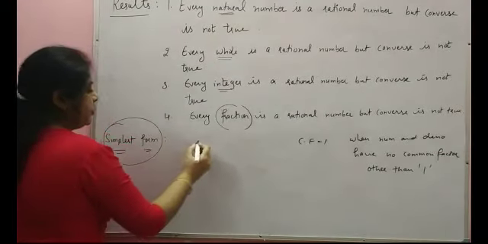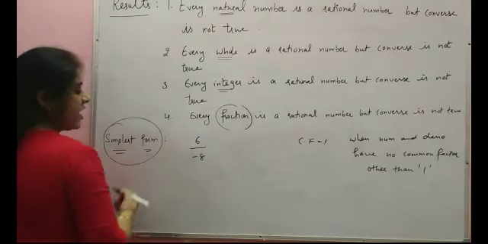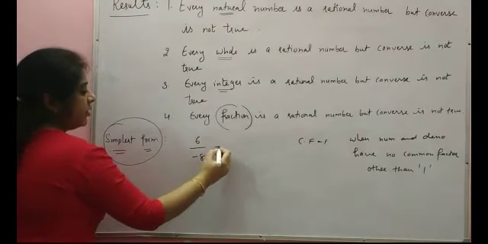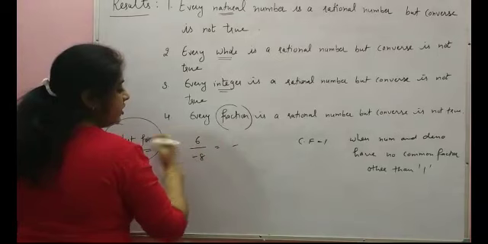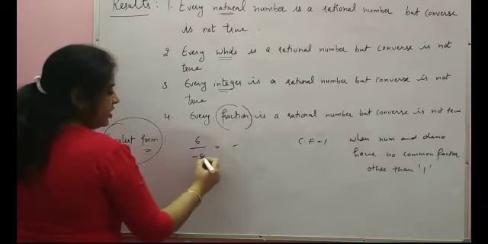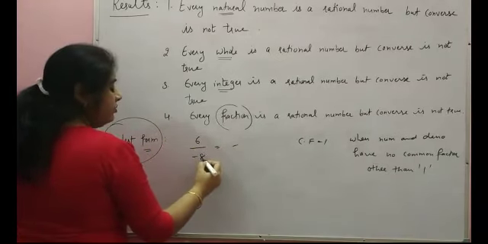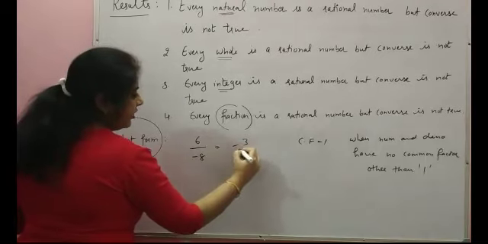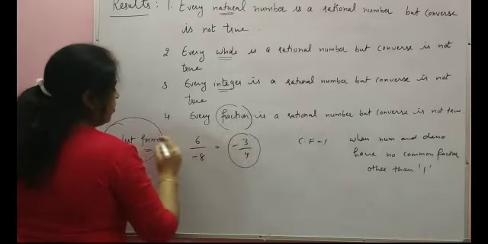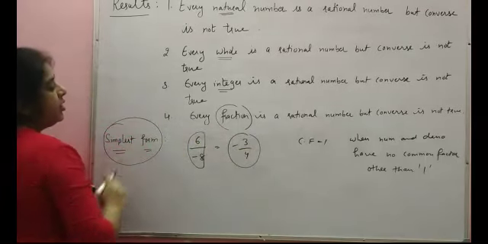Just suppose we have this one. What is the standard form of this type of rational number? Keep minus with the numerator, and 6 and 8 come in the table of 2, so we will divide by 2 and we will get this. So this is the simplest form of this type of rational number.